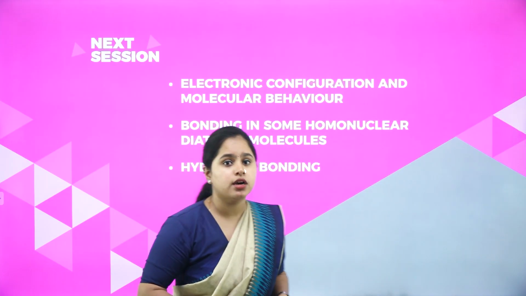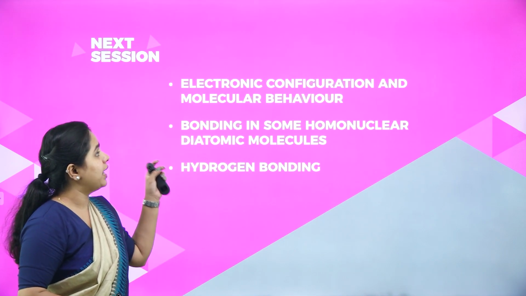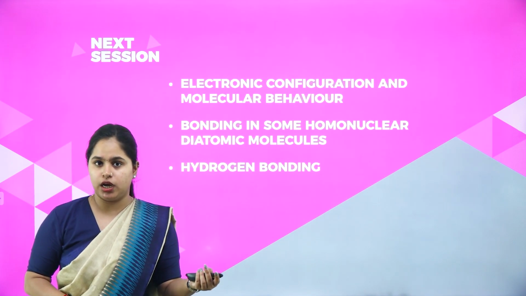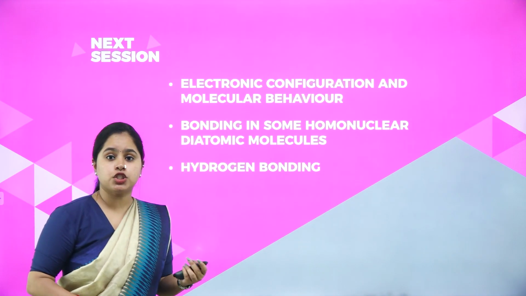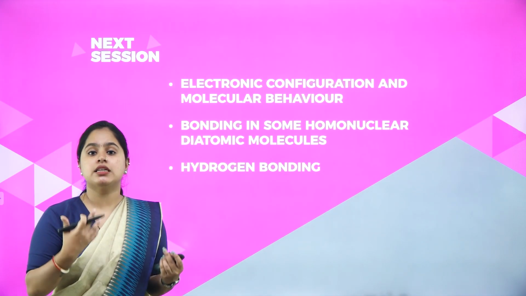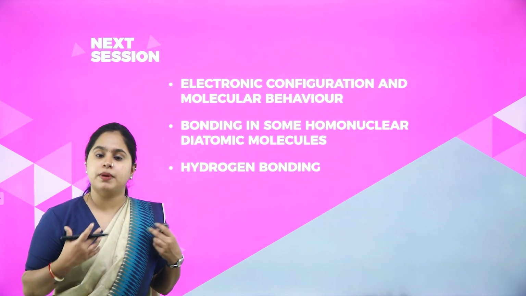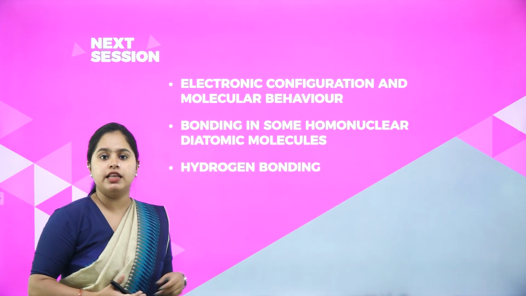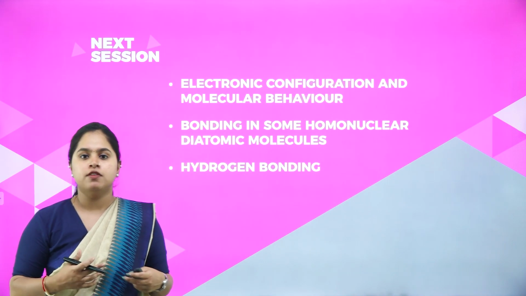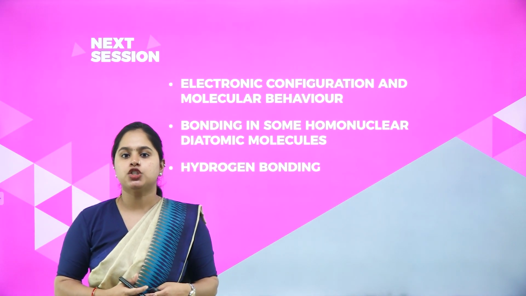In the next session, we will be studying the electronic configuration and molecular behavior, and then the bonding in some homonuclear diatomic molecules. We will study in detail the bonding present in some diatomic molecules, and then finally we will study hydrogen bonding, which will bring this chapter to an end.